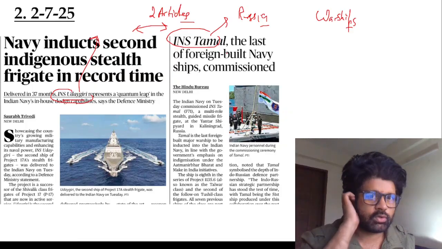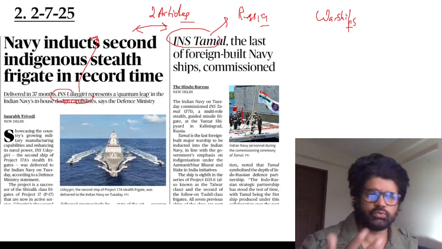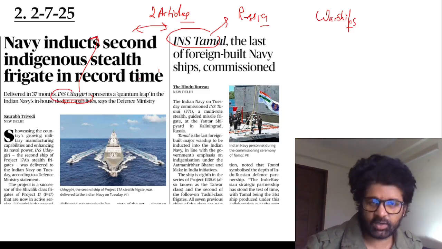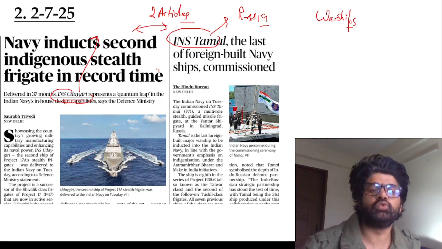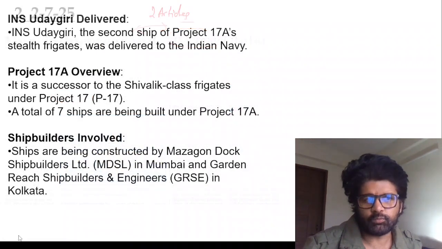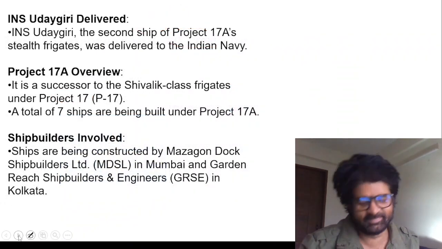INS Tamal is showing you the past, what used to happen earlier. We used to rely on Russia and all. INS Udayagiri, and later on Himgiri also we will read, they are representing the present and the future, that we cannot be dependent on anyone. We have to be self-sufficient.